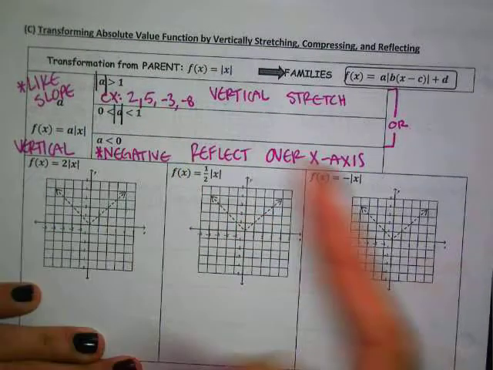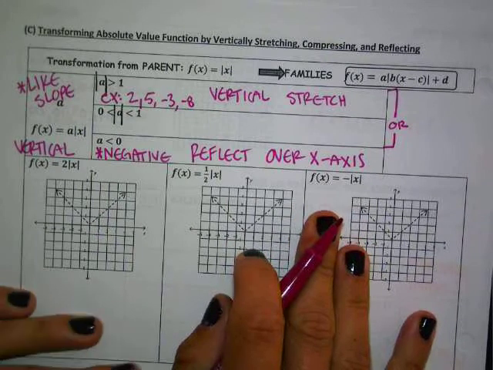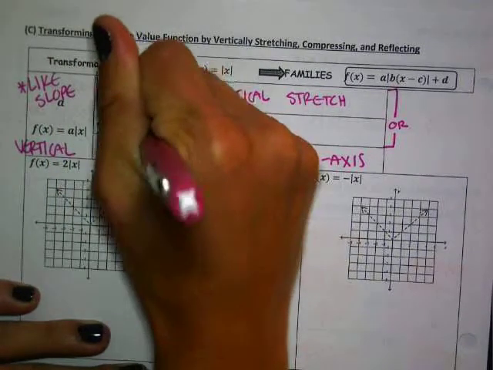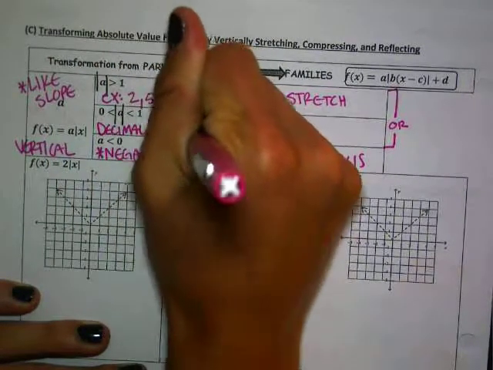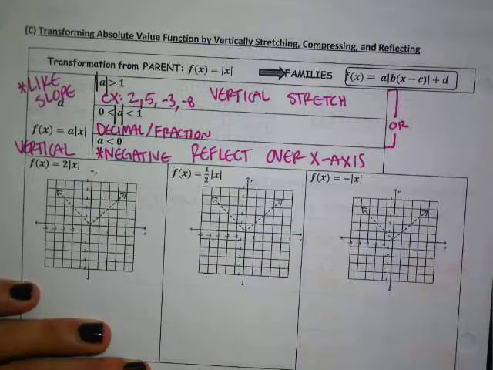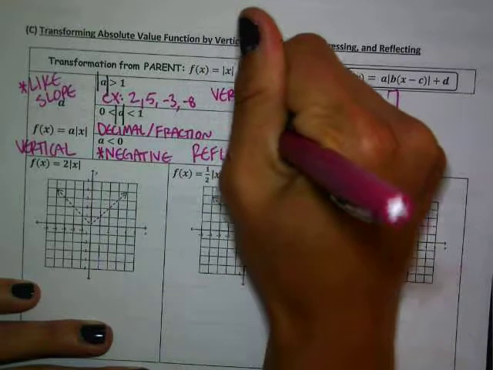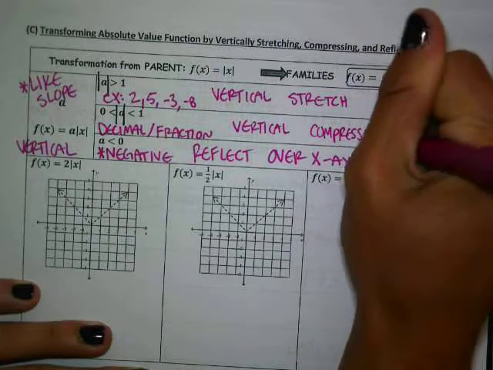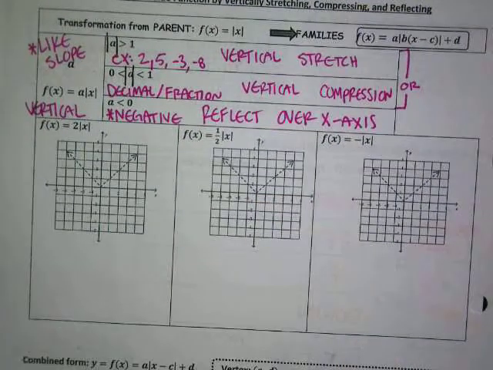Okay? What kind of numbers are between 0 and 1? Decimals and fractions. So if I have a decimal or a fraction, like 1/2, 1/3, it's going to be a compression. So you are either going to have a stretch or a compression, and if it's negative, it's also a reflection. So remember, the negative is a translation all on its own.